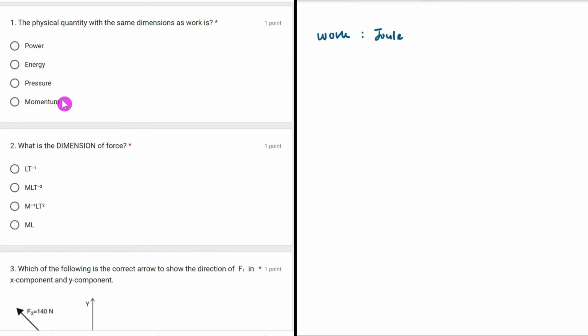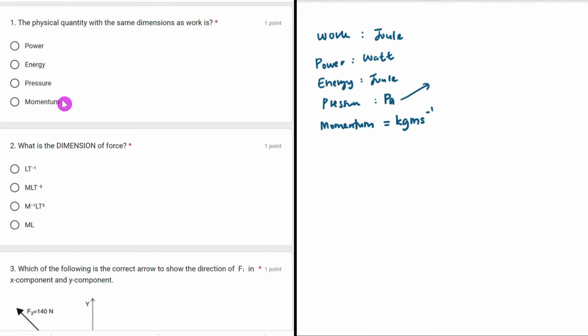So kita tahu power unit dia apa? Power the unit is watt. Okay, and energy the unit is joule. Okay, and pressure the unit is pascal. And momentum, okay, momentum the unit is kg. Kalau tak ingat, momentum P is equal to mv, it is kg meter per second. Pressure ni selain daripada pascal, you boleh tulis jugalah, pressure is equal to F over A. Okay, jadi tak perlulah kita cari what is the unit for pressure.